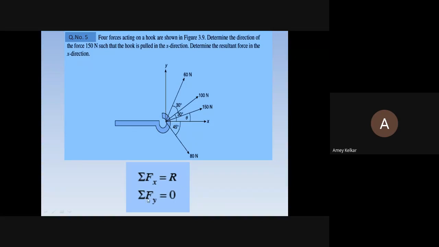Then similarly for summation fy, cos is replaced by sine. In the first quadrant all forces are positive, and this force will become negative in summation fy equal to 0. When we check this equation, only theta remains the unknown. So when you solve summation fy, you will get the value of theta. Use this in fx, you will get the value of R. We need not find the direction of R because it is acting along the x-axis. If you go by understanding, the sums are not difficult.